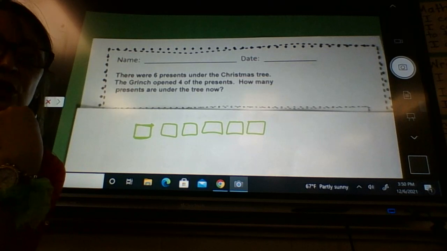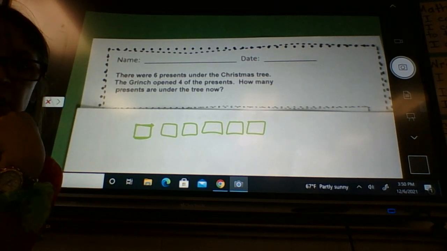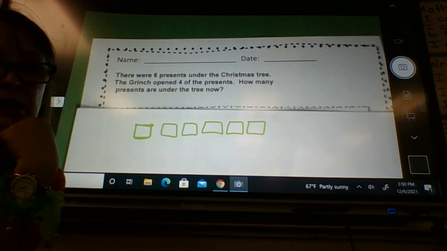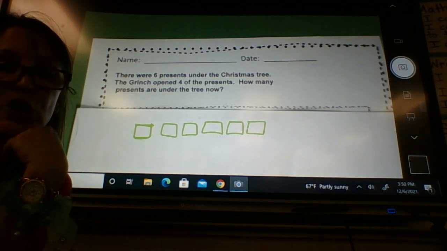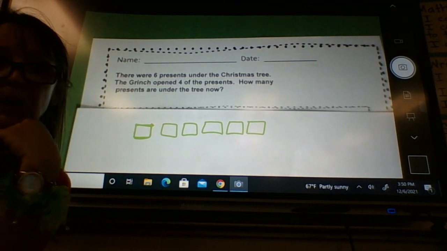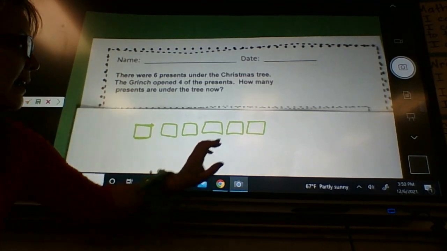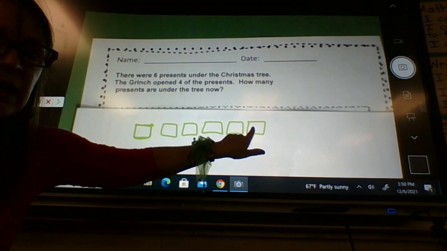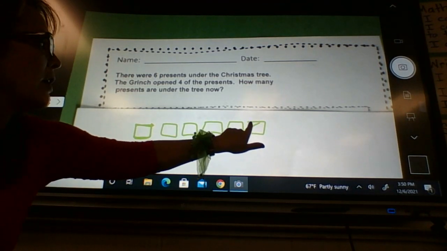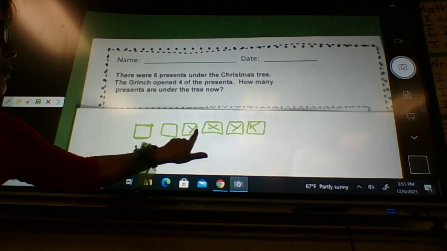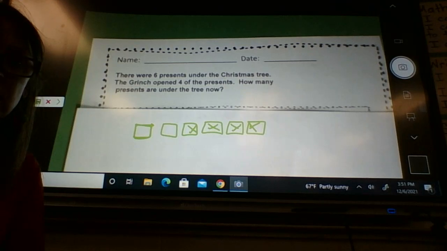And now we've got to show what happened. The Grinch opened 4 of the presents. So what could we do? How could we show that the Grinch opened some of the presents? We could put an X. How many did he open? He opened 4. 1, 2, 3, 4. Those are the ones that he opened.